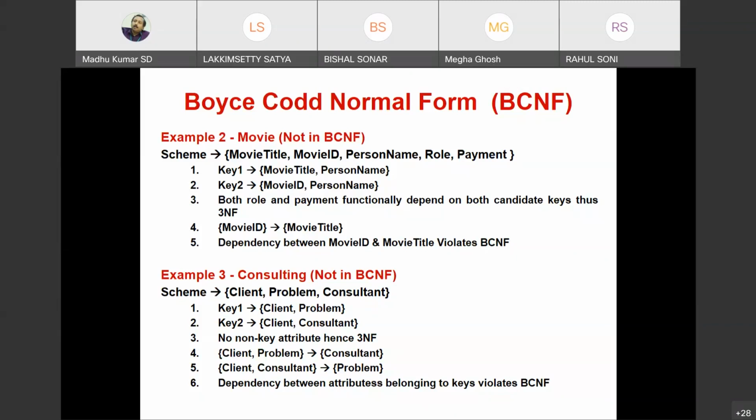That is not correct, Rahul. Sir, BCNF does not allow dependency between the prime attributes which belong to some composite key. Okay.